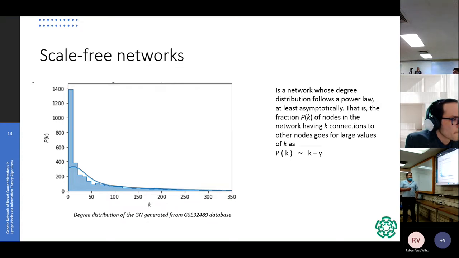In this histogram, we can see the degree distribution of the genetic network that we generated. In this case, it follows a power law distribution. That means that we have a scale-free network, or a power law network. Most of the genes in the network have a few connections, and a small part of these genes have a lot of connections. Because it is a scale-free network, the second prompt doesn't affect the distribution of the network.